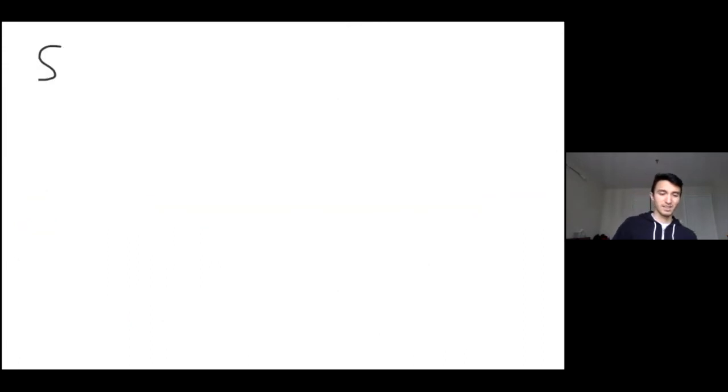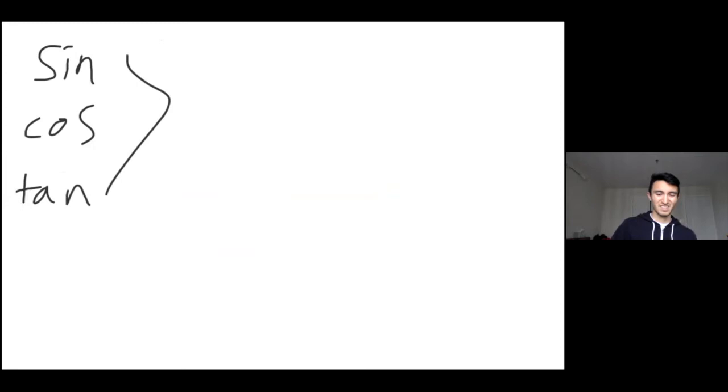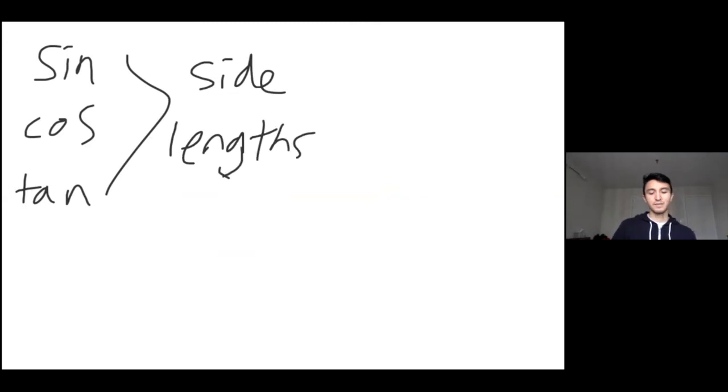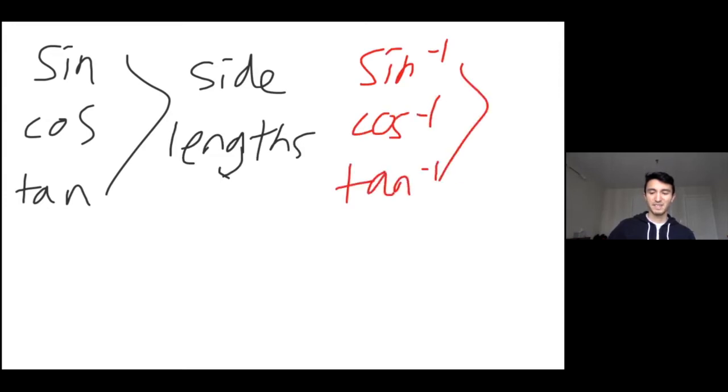So sine, cosine, tangent helps you find side lengths, okay? The inverse of these helps you find angles. The measurements of the angles, okay?